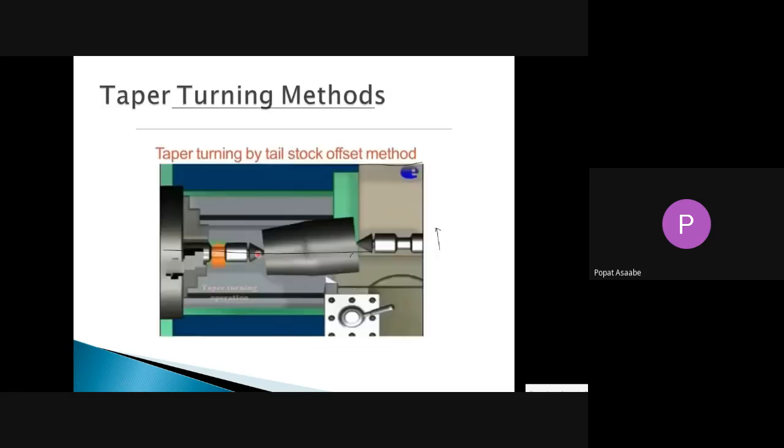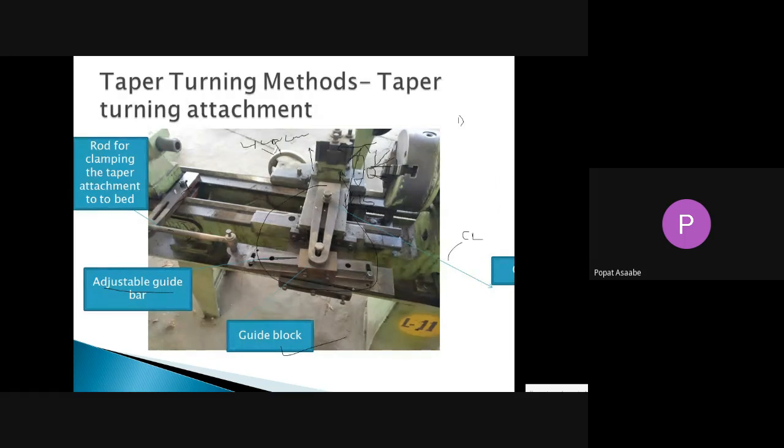And then the taper turning attachment. In this method, different links are provided in the taper turning attachment. First we have to disengage your cross slide, and then attach all the links here. See, this link we have to attach to your cross slide, so that your cross slide moves gradually forward and backward with the help of the carriage handle.